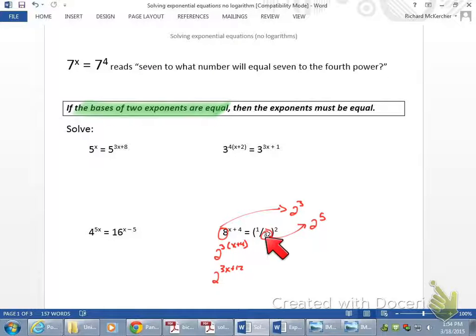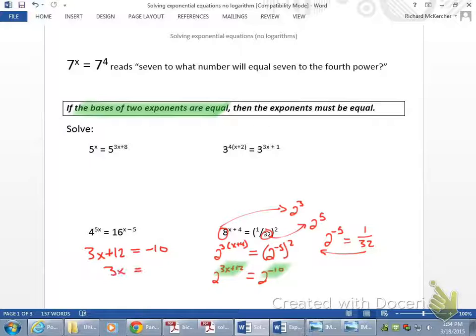And on the right, I didn't address it, but 1 over 32, that really means a negative exponent. So instead of saying 2 to the 5th, it's really 2 to the negative 5th. So I wrote it as 2 to the negative 5th, and then again, power to power. And you end up with two bases that are the same, so you set the exponents equal and solve.